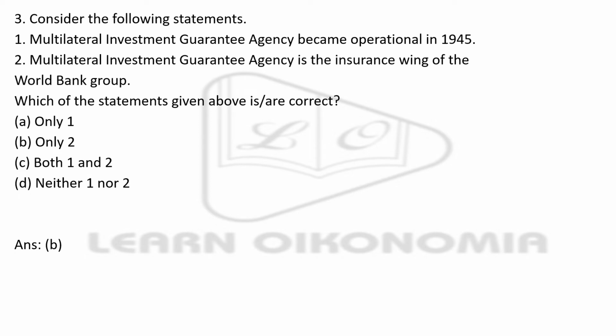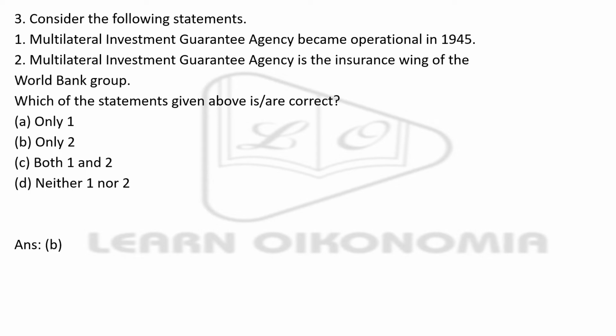Here you are given different statements related to the Multilateral Investment Guarantee Agency, and you have to see which of the statements given above are correct. The first statement is that the Multilateral Investment Guarantee Agency became operational in 1945, and the second statement is that it is an insurance wing of the World Bank Group. You have to see whether both these statements are right. Sorry, only the second statement is right.